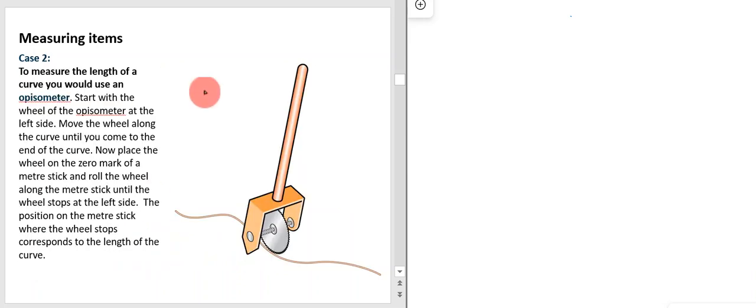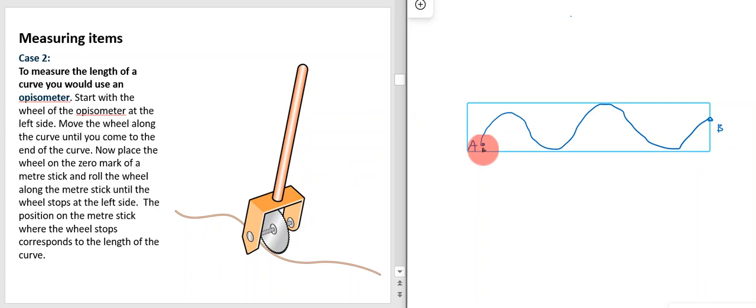Now sometimes when we need to measure a line, for example, you might get a line that's something like this. It's not exactly a straight line. So how do you measure? We start at point A and we're moving to point B. How do you measure this length from point A to point B when you have a line that's something like this?